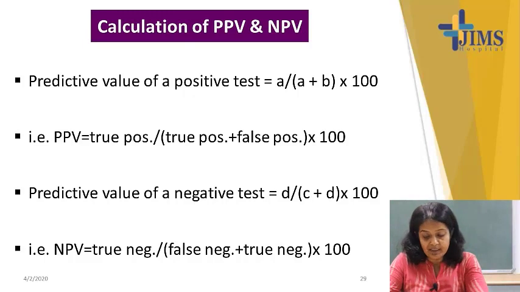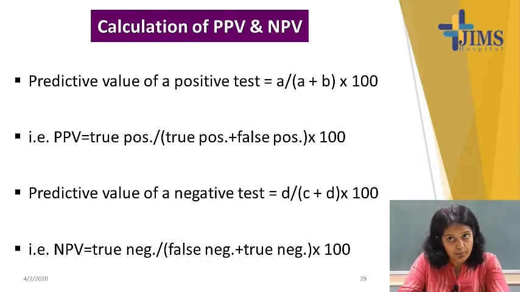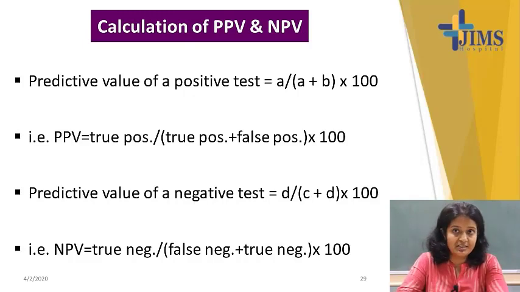PPV can be calculated by A by A plus B, that is true positive divided by all positives. True positive divided by true positive plus false positive, that is, out of all positive cases, who are actually having the disease. The true positive comes in the numerator, and in the denominator all test positives, into 100. Similarly, the negative predictive value is D by C plus D, that is the true negative divided by all test negatives.